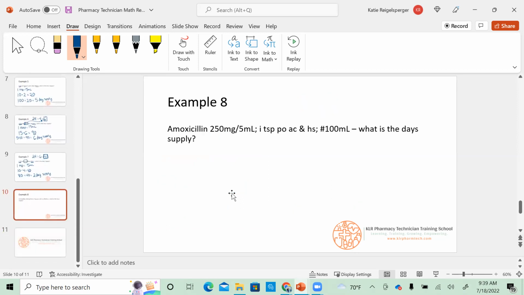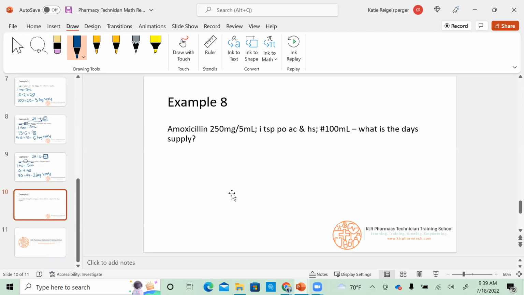And one more, guys. This one says amoxicillin 250 milligrams per 5 milliliters. Take 1 teaspoon by mouth before meals and at bedtime. Dispense 100 milliliters. What is the day's supply? So this one is a little different. That's why I saved it for last.